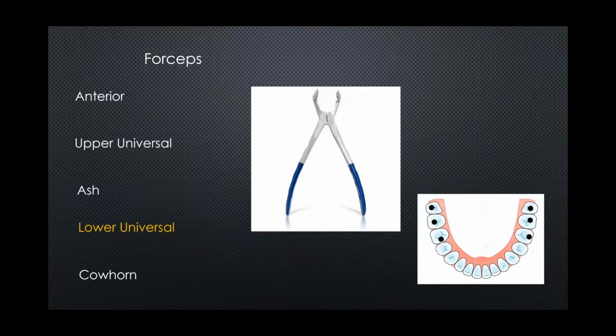Okay, now as far as our mandibular molars go, our first molar, second molar, and third molar, I like to use the lower universal. And once again, I like the universal forceps that have those little serrated beaks at the end. It helps me sneak below my gingival tissues, and I get a good purchase on that tooth, with less chance of fracturing the tooth on the way out.